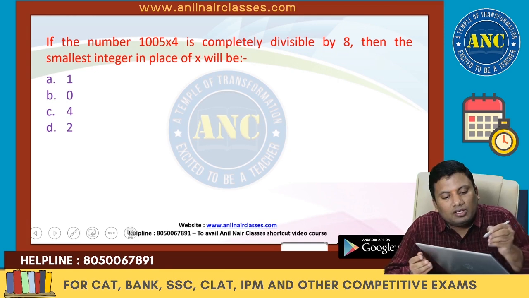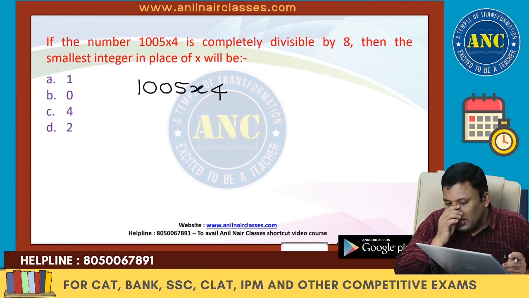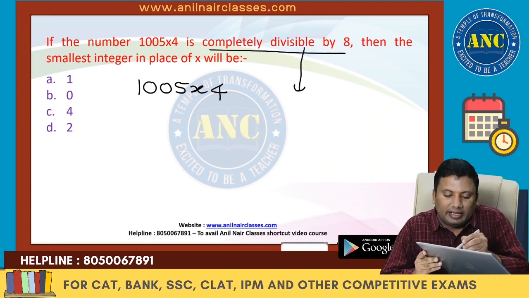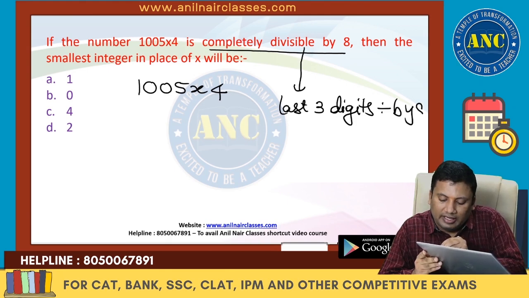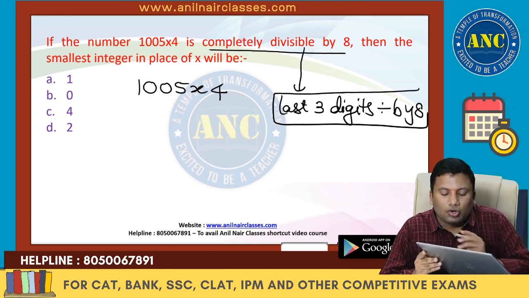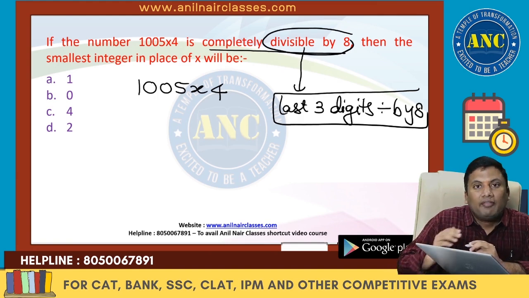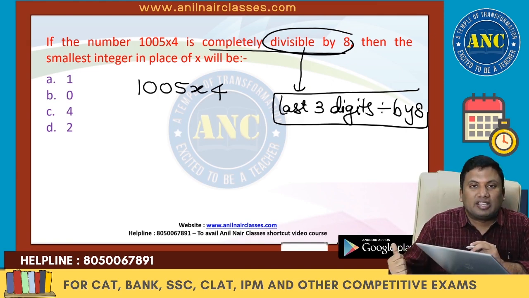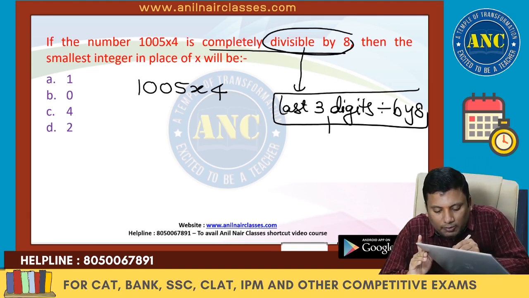Next one, 1005 x4. This number is completely divisible by 8. Completely divisible by 8 means the last 3 digits should be divisible by 8. If a number is completely divisible by 8, that means it is completely divisible by 4. If a number is divisible by 6, that means it is divisible by 2 and 3. So the last 3 digits should be divisible by 8.